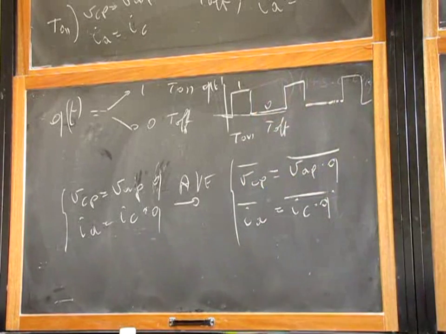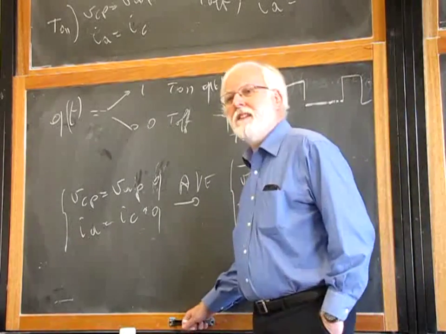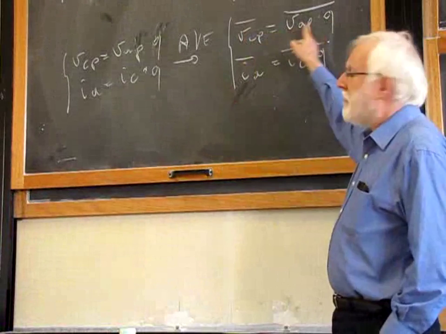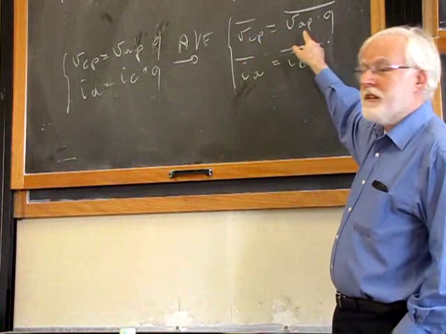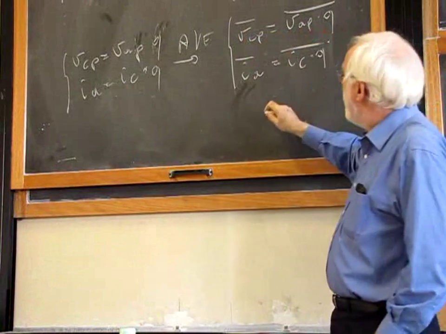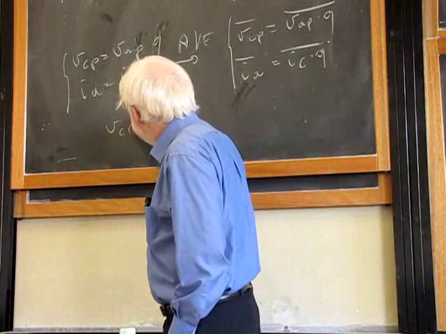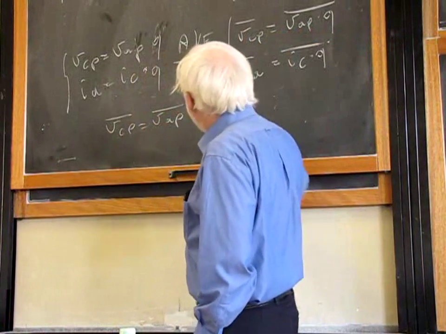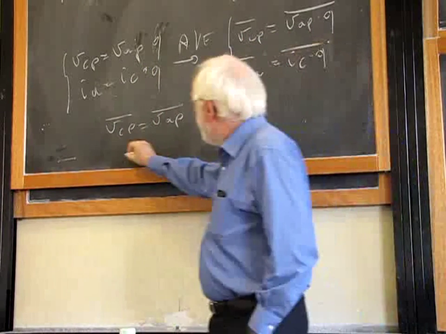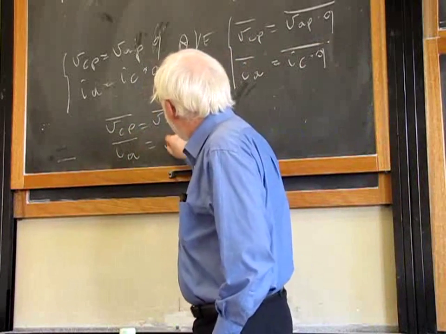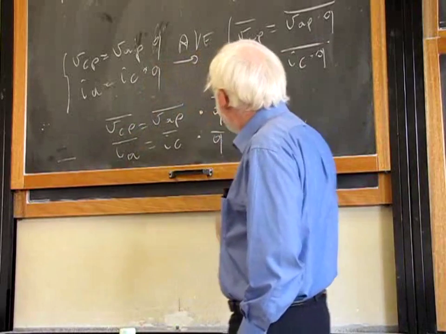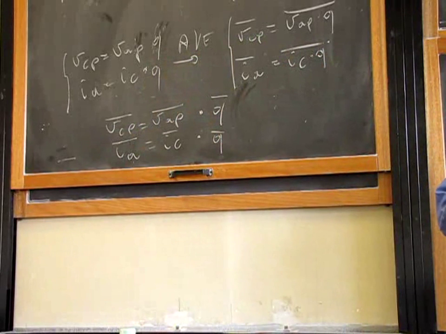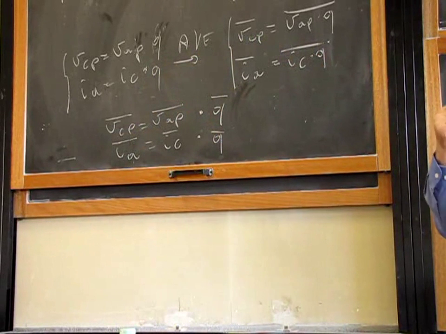And now the tricky part, the difficult part, the part that could give me troubles. I would like very much to split this average, the average of the product, to be equal to the product of averages. I would like very much to write down that VCP average equals VAP average times Q average, and that IA average equals IC average times Q average. Is it true? Is it right? Not always.